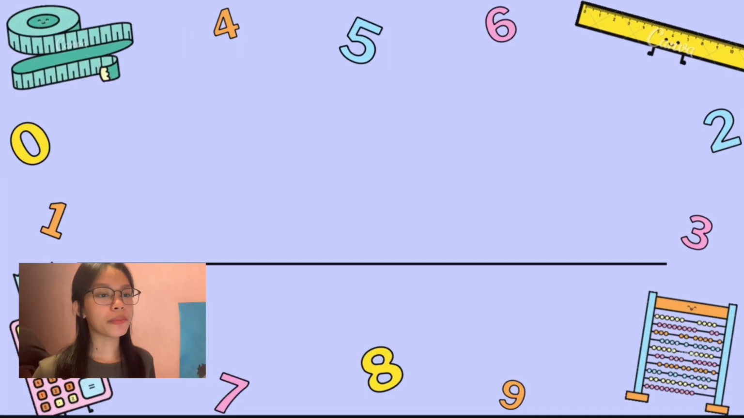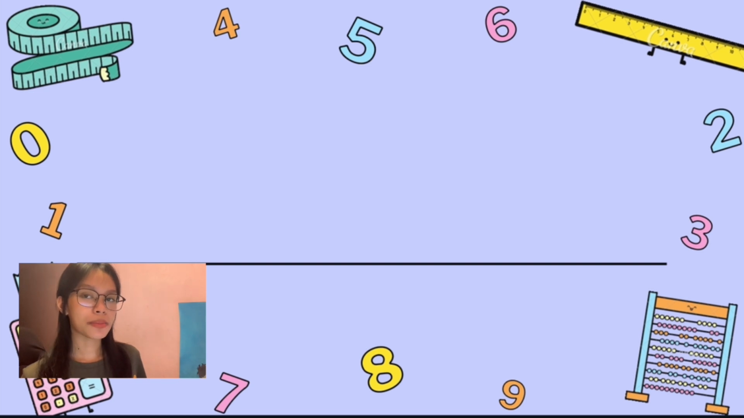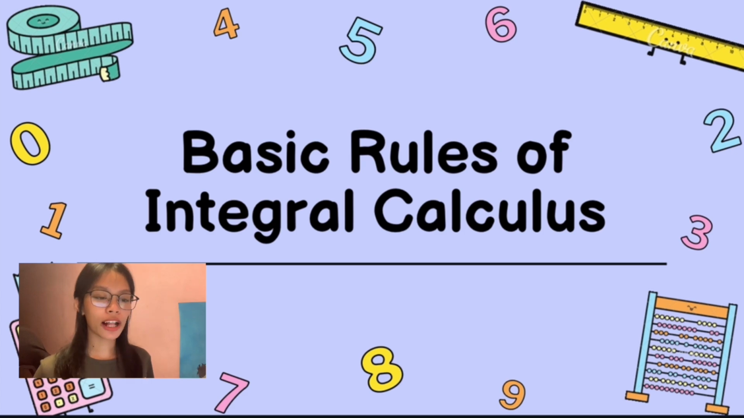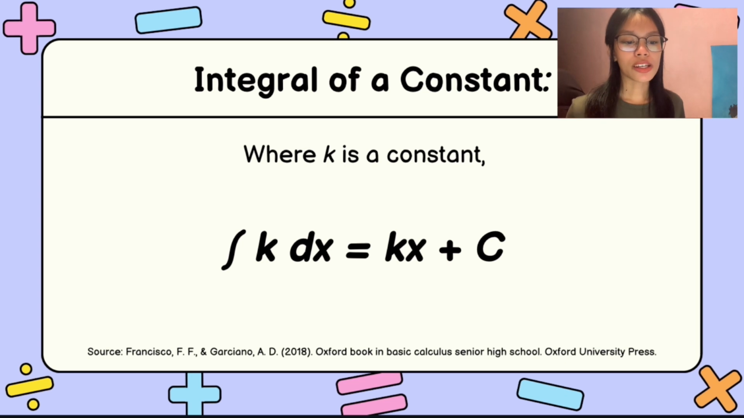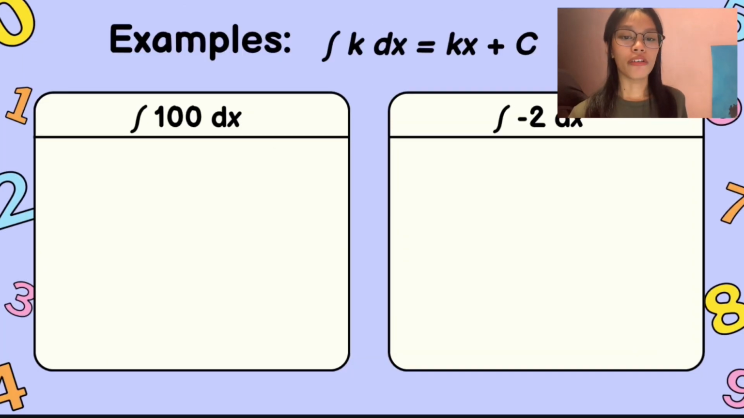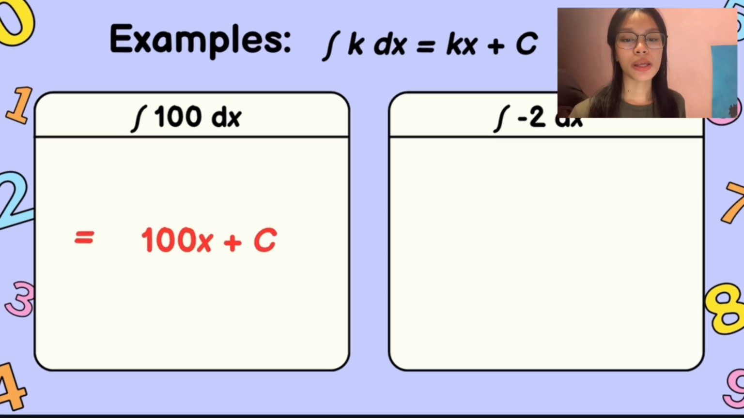Since we are already familiar with the basic concepts of integration, let us now begin the basic rules of integral calculus. Number 1, or the first one that I would like to present, is the integral of a constant, where k is a constant and the integral of k dx with respect to x is equal to kx plus c. If you look at the formula closely, you will only add an x next to the constant and then a plus c. For example, the integral of 100 dx is equal to 100x plus c.